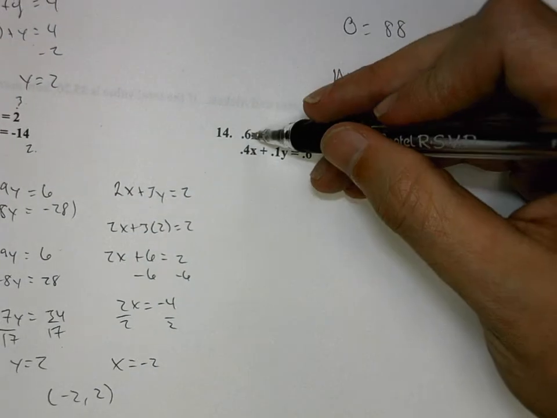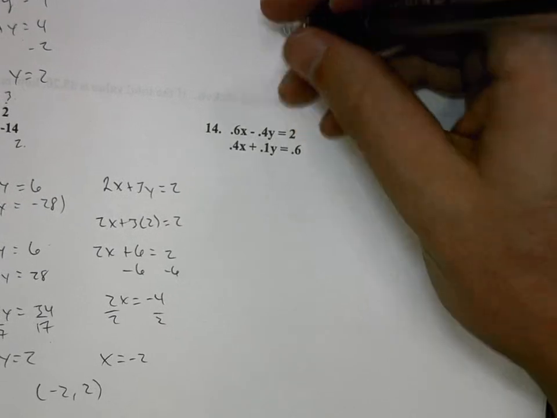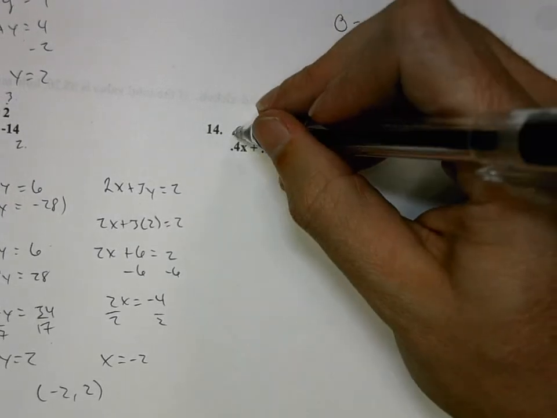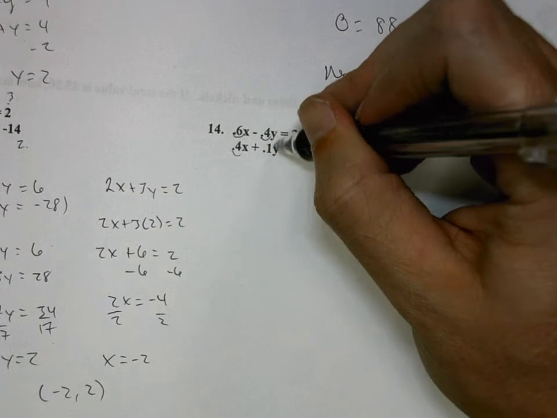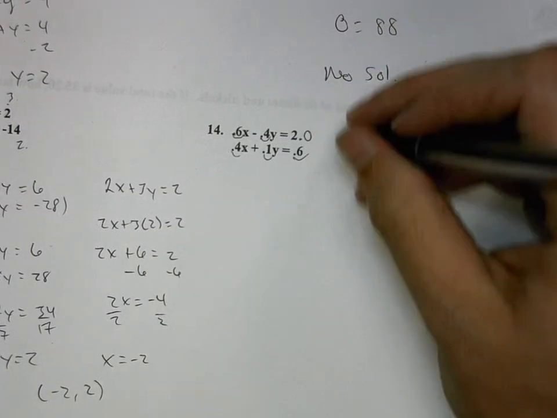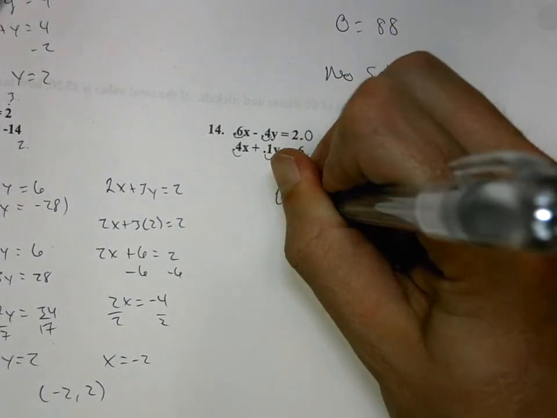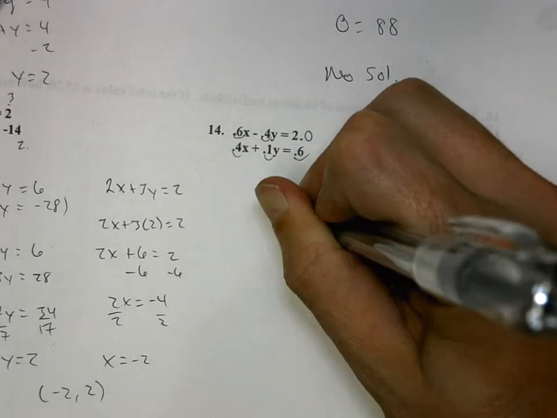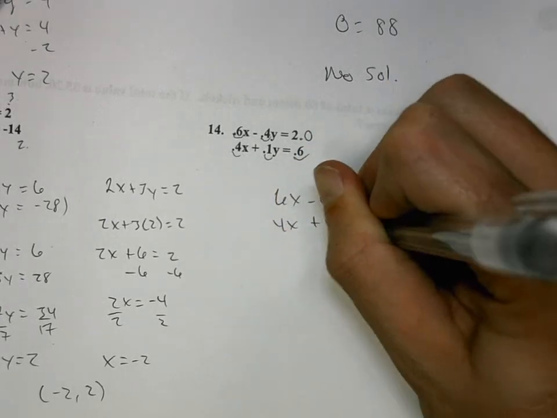Okay. For 14, all of these have decimals except for the 2. So I make that a 2.0. And now I can move all the decimals right one space. So this becomes 6x minus 4y equals 20. And 4x plus y equals 6.